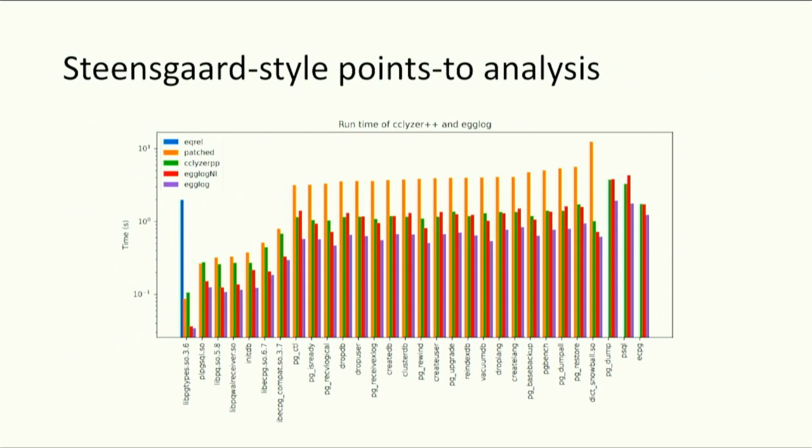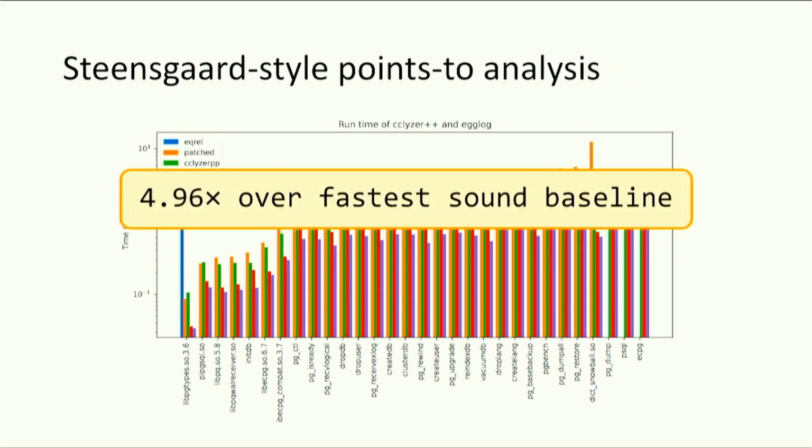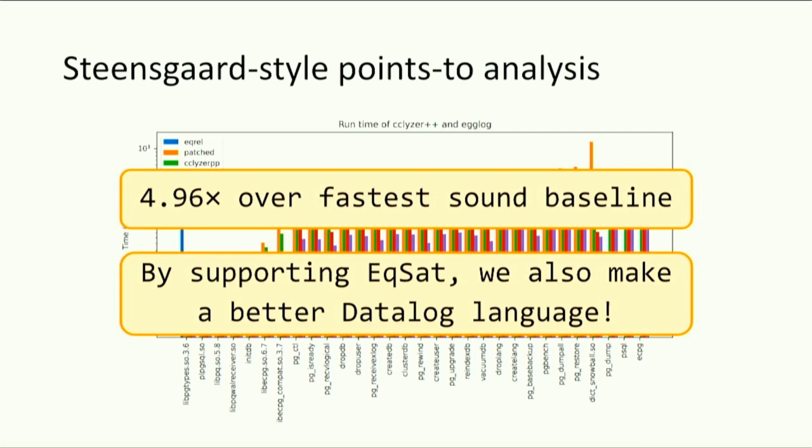So we benchmarked egglog and Datalog on the Steensgaard analysis, and the results show that we achieve almost 5 times speedup over the fastest sound baseline. And this supports our claim that by supporting EqSat, we also make egglog a better Datalog language.